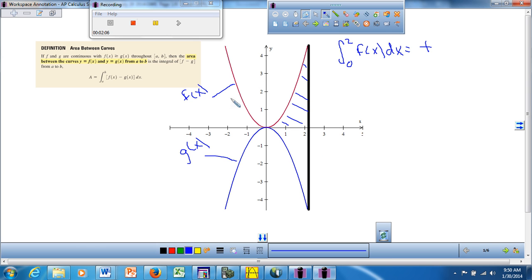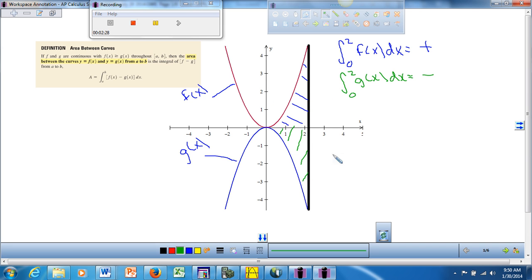Now let's consider g of x. So the integral from 0 to 2 of g of x dx will come out to be what? Positive or negative? That will come out to be negative. And the area we're talking about there is shaded here in green. And I want the sum total of the areas, ignoring the signed part of it.